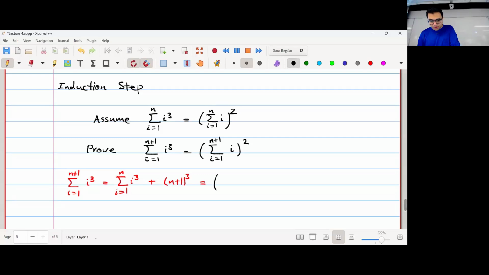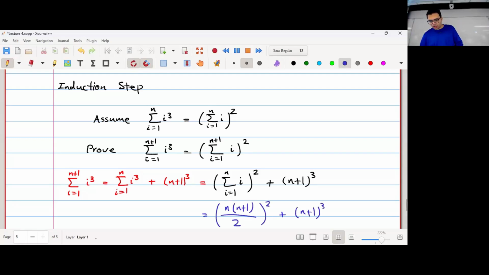Okay, so this is just the sum of i from 1 to n, squared, plus I have (n+1) cubed. At this point, we have to use one of the problems that we solved last time: what is the sum of all the numbers from 1 to n, 1 plus 2 plus 3 all the way to n? It's just n times (n+1) over 2. So here I can just say (n times (n+1) over 2), all of it squared, plus (n+1) cubed.